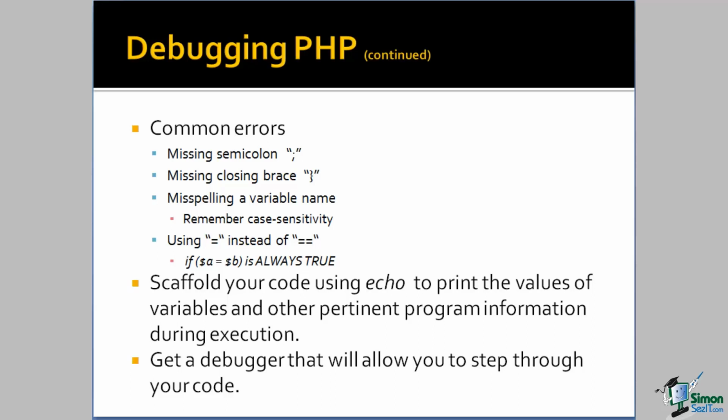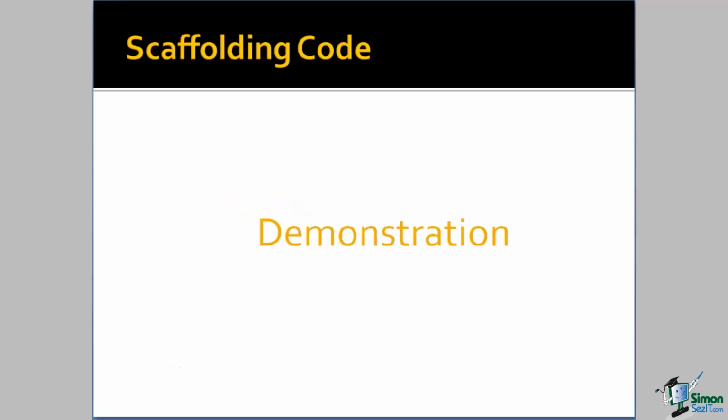On the other hand, there are some very good debugging tools that are available that allow you to step through your code line by line and watch the variable values as they're being assigned in the code. So let's go look at an example of scaffolding code.